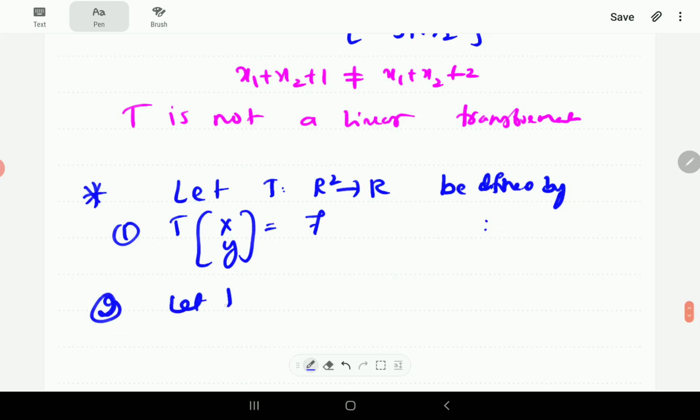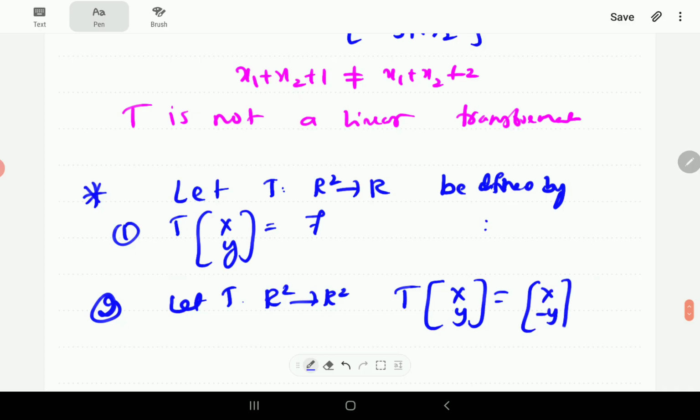Second one: let T be a transformation from R2 to R2 defined by T of (x, y) equal to (x, negative y). Check whether they are linear transformations or not. If they are linear transformations, give the valid reason. If they are not, also give the valid reason, and comment your answers in the comment box.